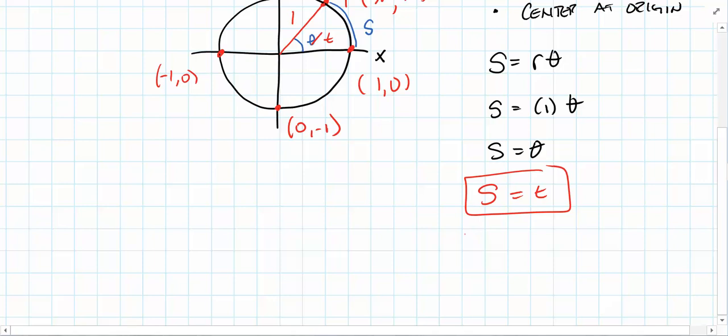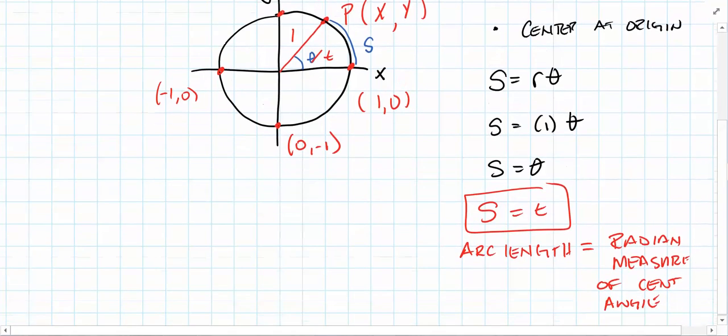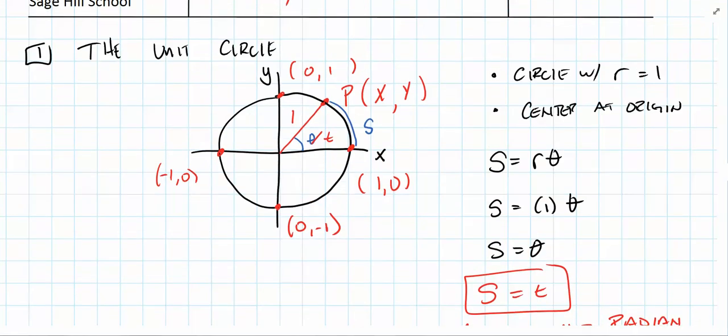So what this says is that the arc length is equal to the radian measure of our central angle. The arc length is equal to the radian measure of our central angle because our radius is 1.